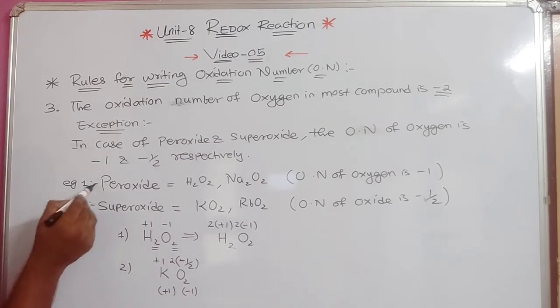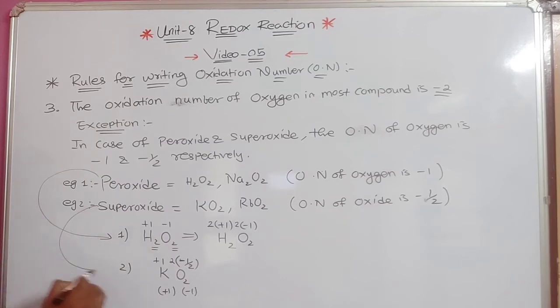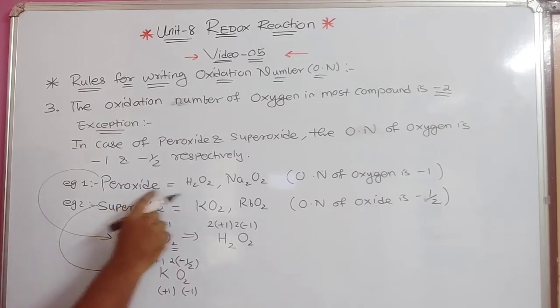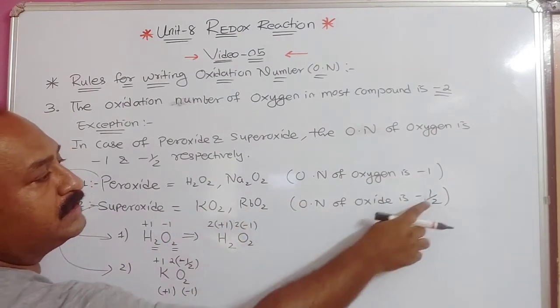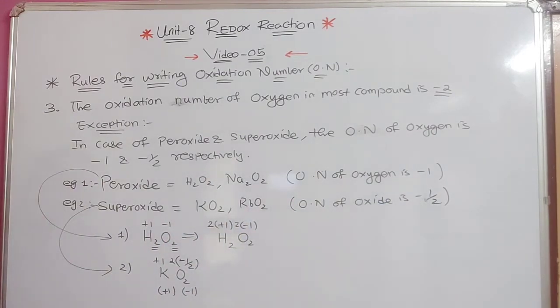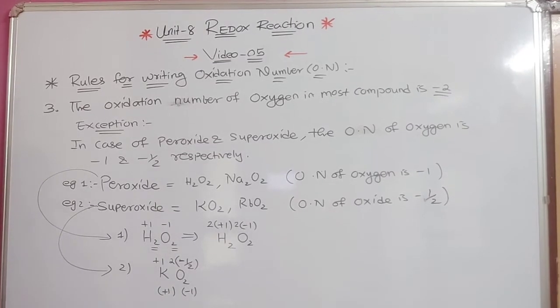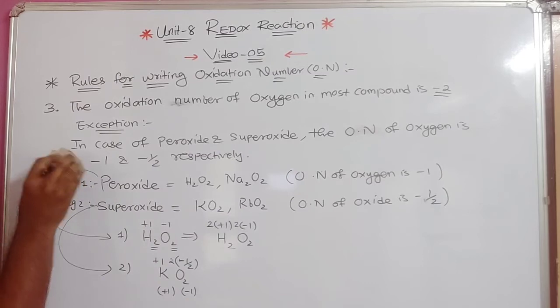So this one is for peroxide and this one is for superoxide. In peroxide, the oxygen oxidation number is -1 and in superoxide it is -1/2. So this is one exception that we see. Then another exception is there. You can write this down in your fair book. Now one more example is given there.